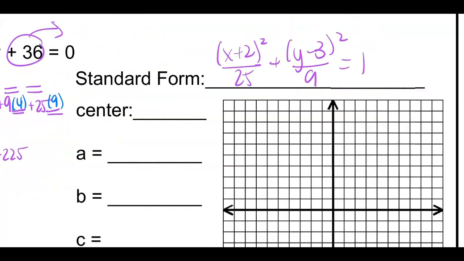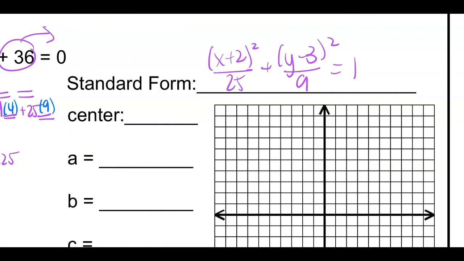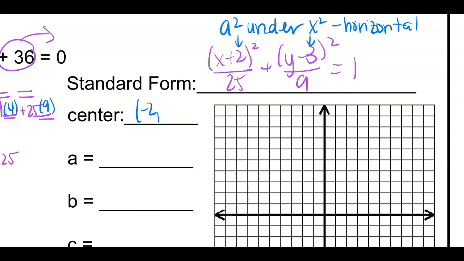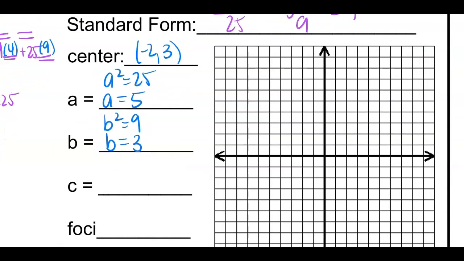Before we try to identify anything else from here, is this going to be a horizontal or a vertical graph? Well, since the a squared is under the x squared term, that means it's going to be horizontal. The center for my graph is going to be (h, k). And now I just need to find my a, b, and c value. So my a squared is currently equal to 25. If I simplify that, I take the square root of 25, so a would just be 5. And then my b squared is equal to 9, so b would just be 3. Let me graph what I have so far. (−2, 3). Since this is horizontal, I'm going to go 5 units from left to right and then up and down 3 units.